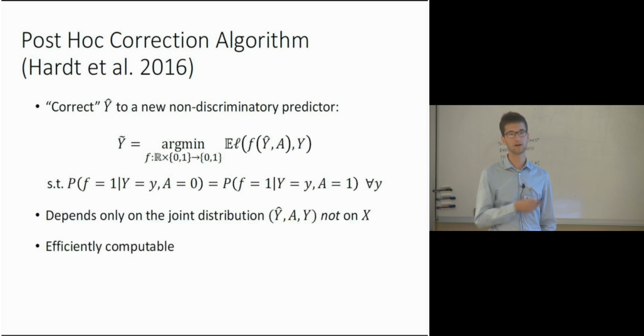And this algorithm is nice because when the predictions, A and Y are all binary, this is a linear program in 4 variables, so it's very easy to solve. And even when Y is real valued, this can be solved efficiently. Additionally, it only depends on the joint distribution of Y hat with A and Y and does not require use of X, which can be useful in certain cases.